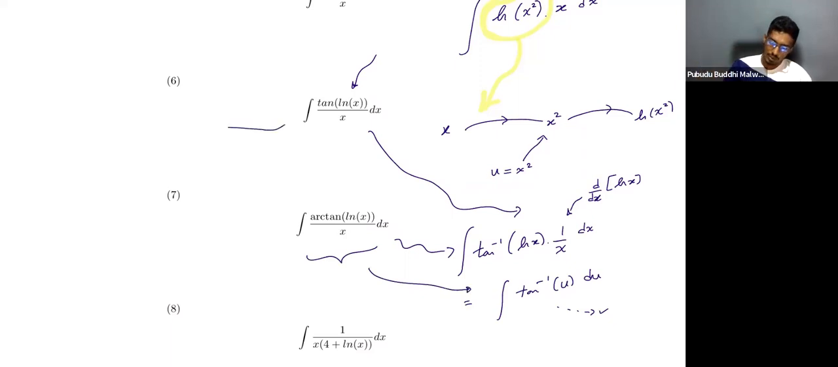Here, I don't think we need a different strategy. We can use the substitution rule. Then you will get tan u du. Same idea. Then we can integrate this one very easily. That is sin u over cosine u.